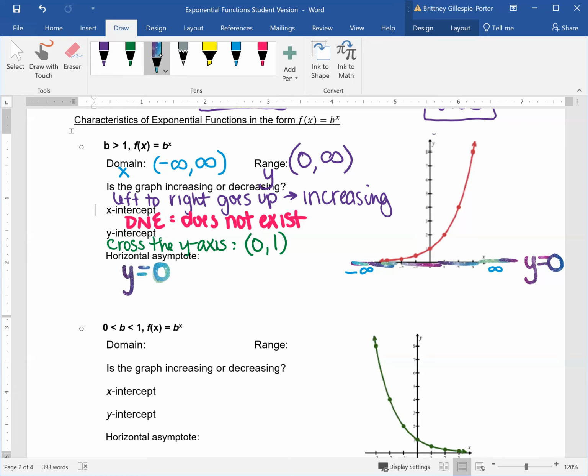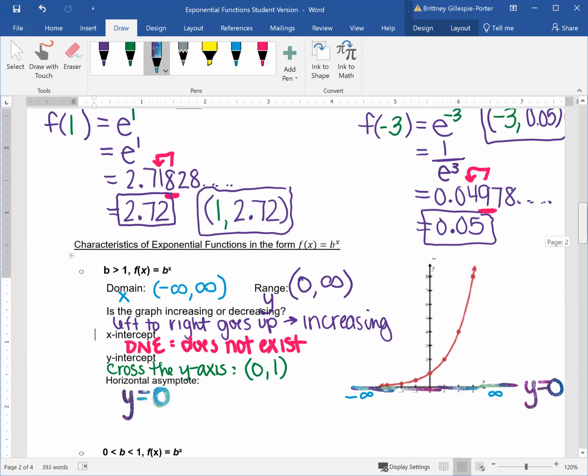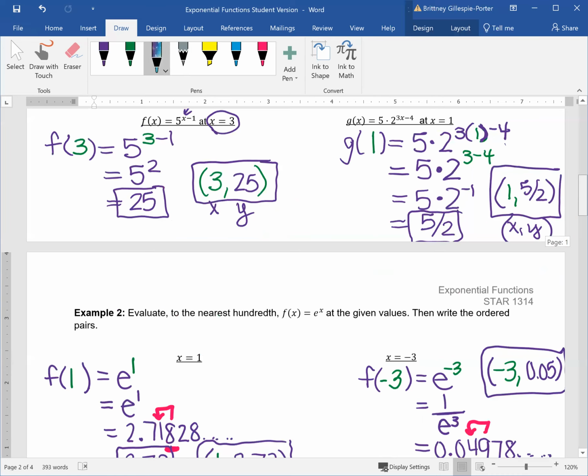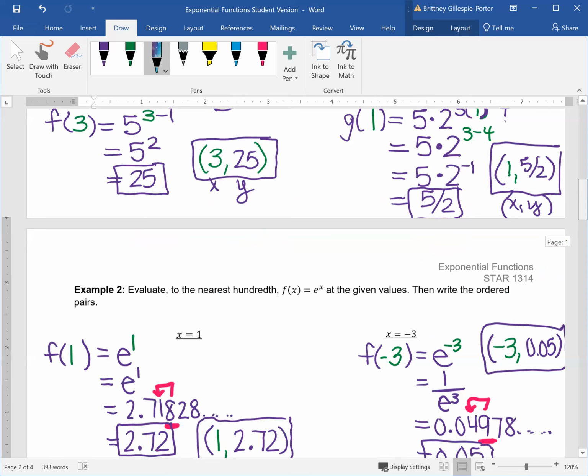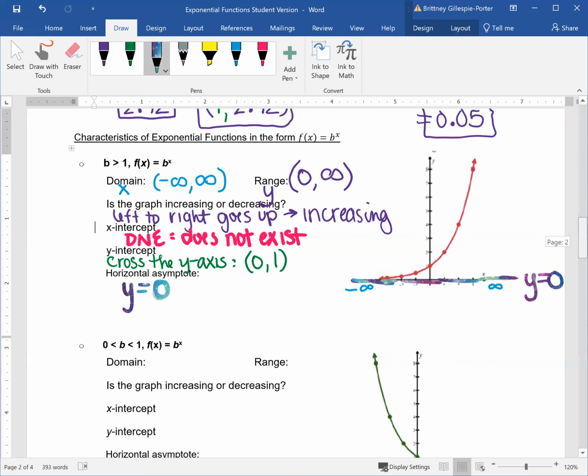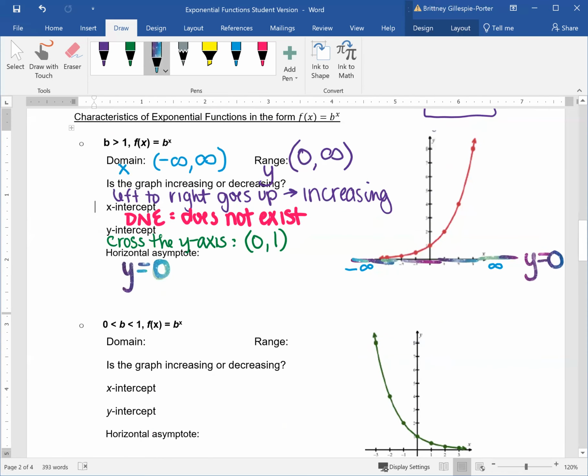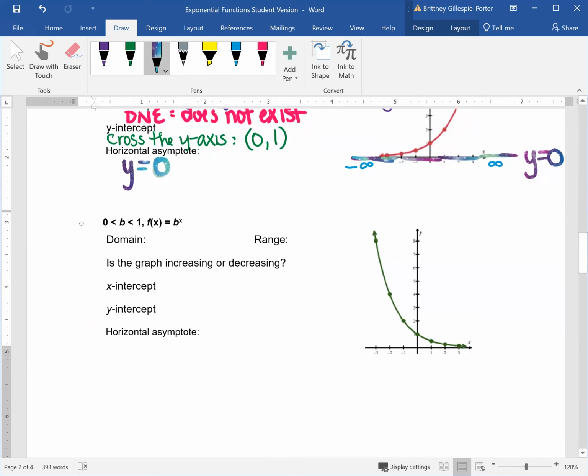Remember that these are for the parent functions. We haven't made anything that looks like our examples previously, where we were plugging in 5 times 2 to the 3x plus 4. We're doing nice and straightforward b to the x. So some base raised to the exponent, nothing added or subtracted in the exponent or after.